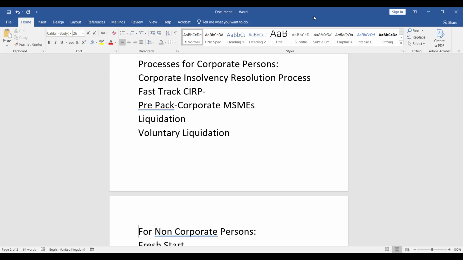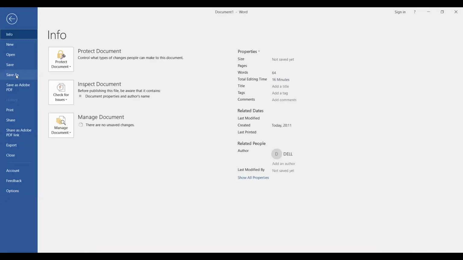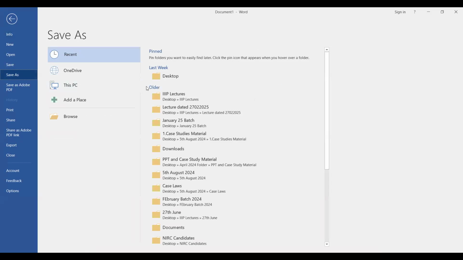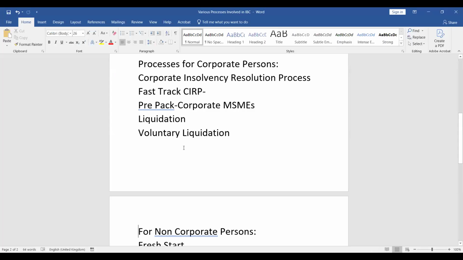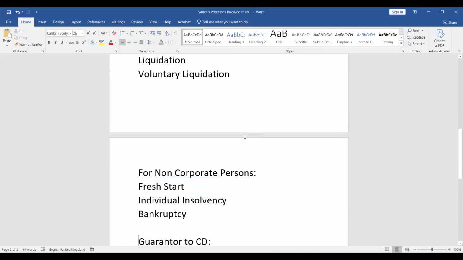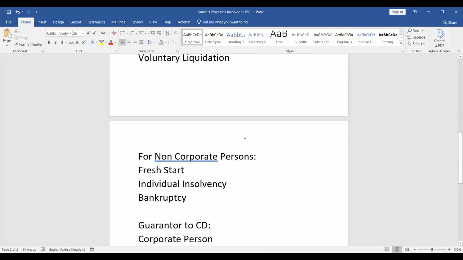Now let us do it section wise. Just a minute. Various processes. So before we start, Sudhakar ji, you would like to add anything to this basics? No sir, this is perfect, sir.